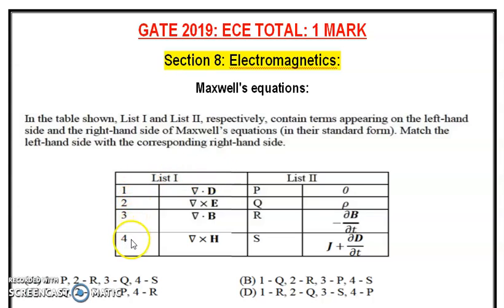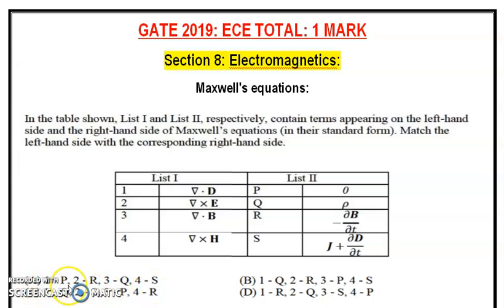In list 1 we are having 1, 2, 3, 4. In list 2 we are having P, Q, R, S. In list 1, first we have divergence D, second curl E, third divergence B, and fourth curl H. In list 2, P, Q, R, S are 0, rho, minus dB by dt, and finally J plus dD by dt. Here 4 different options are given.